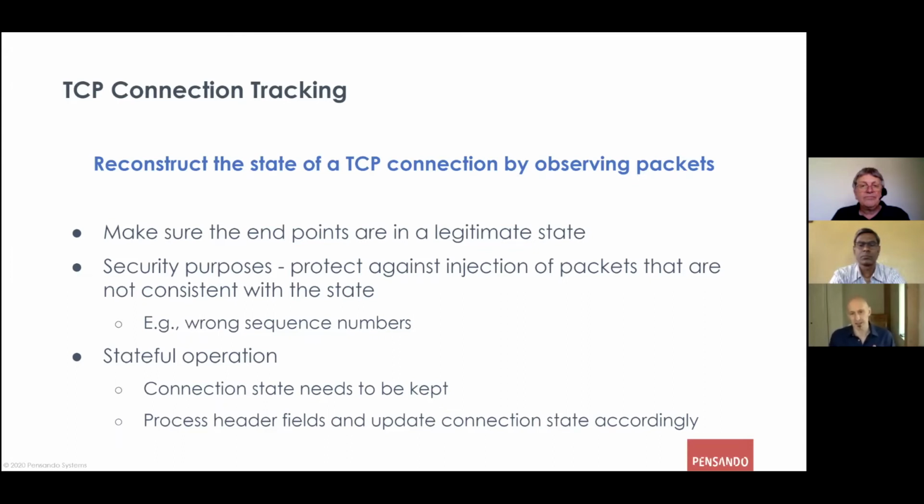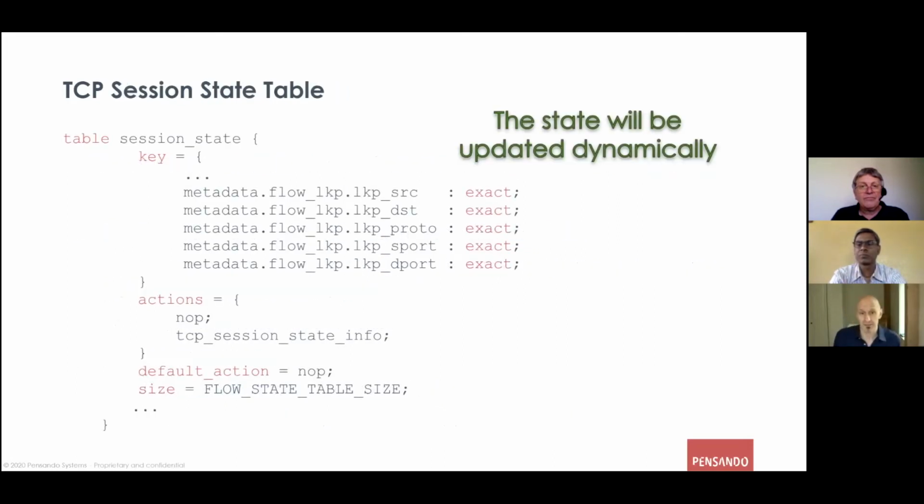We need to keep the state of the connection, and especially we need to update it whenever we process a new packet. So we get a new packet, we process the header, and based on that information, we update the state. So how can we implement this in P4? Well, the way we implemented it on our platform is by using a table that has information that can be updated dynamically.